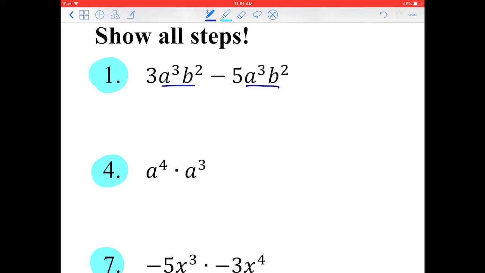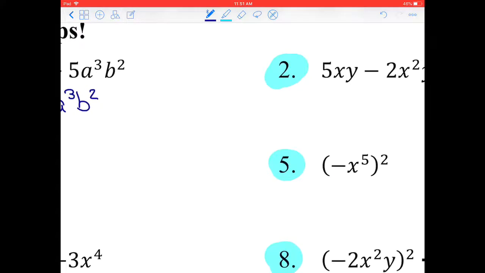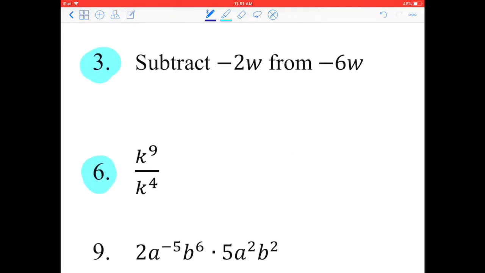3 minus 5 is negative 2. And then a cubed, b squared. All right, number 3.